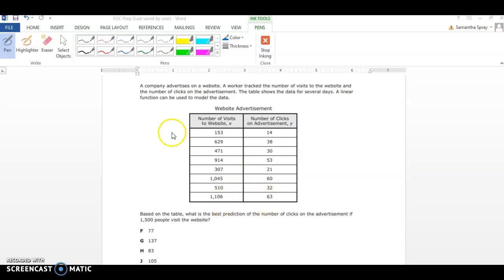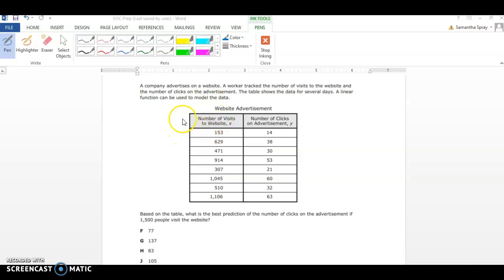So for our question here, it says a company advertises on a website. A worker tracked the number of visits to the website and the number of clicks on the advertisement. The table shows the data for several days. A linear function can be used to model the data.